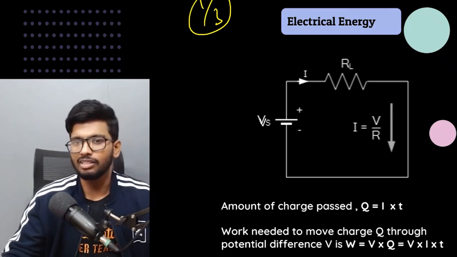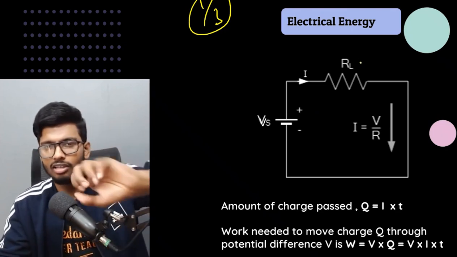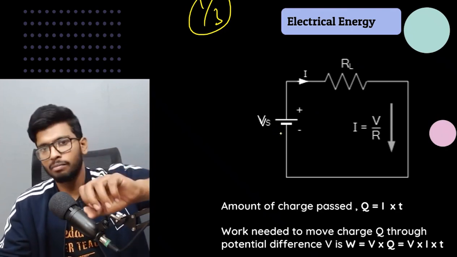So for example, guys, imagine there is a simple circuit. I have a resistor R and the potential difference applied by the battery is V.